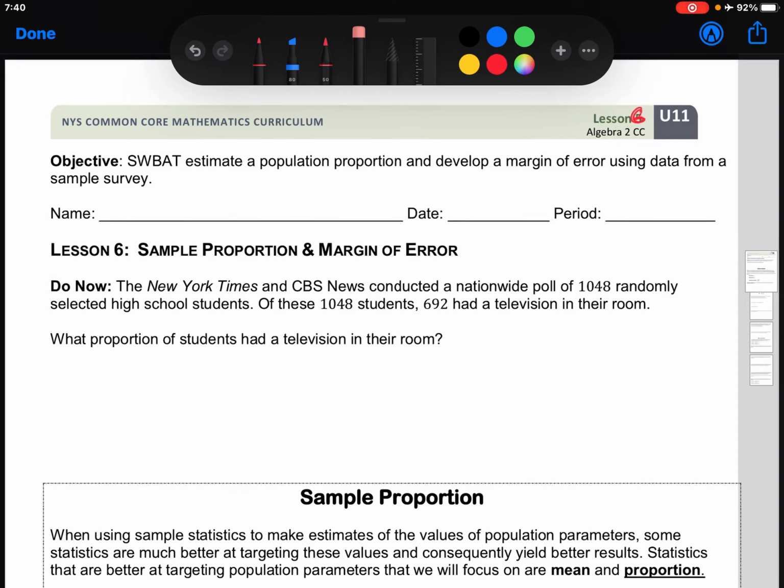Hey guys, welcome to lesson 6. Just fix that it says lesson 5 up there. It is actually lesson 6. So our topic today is sample proportion and margin of error. Let's get started with the warm-up.